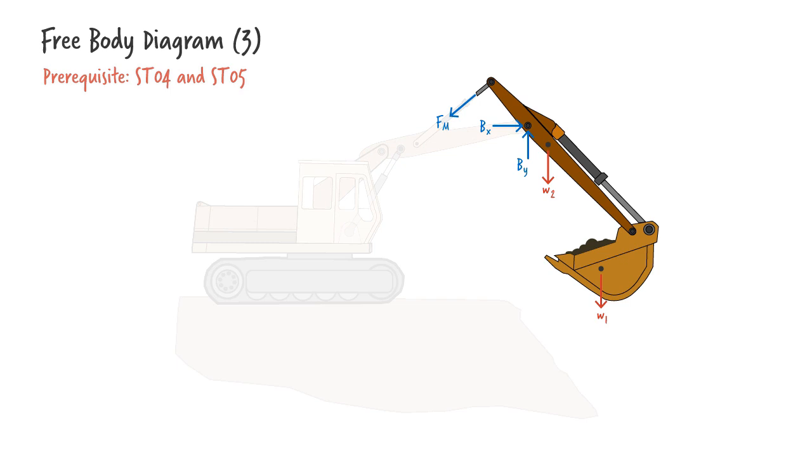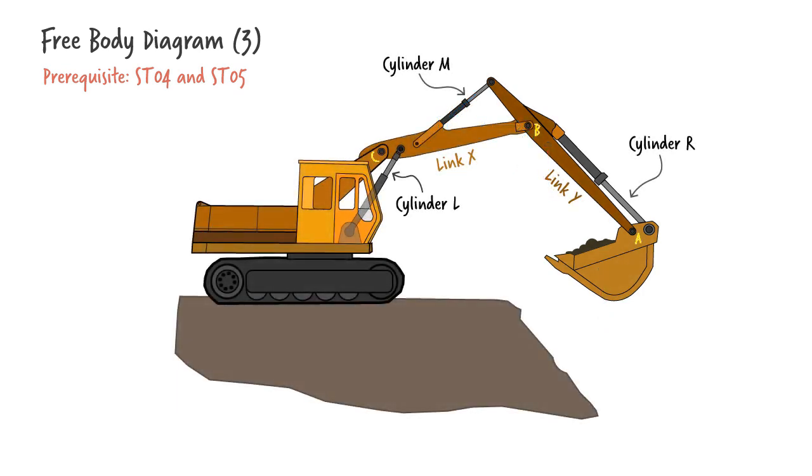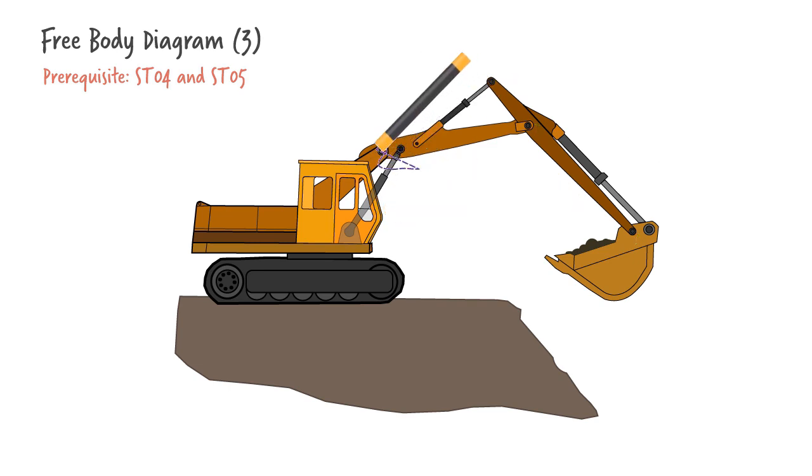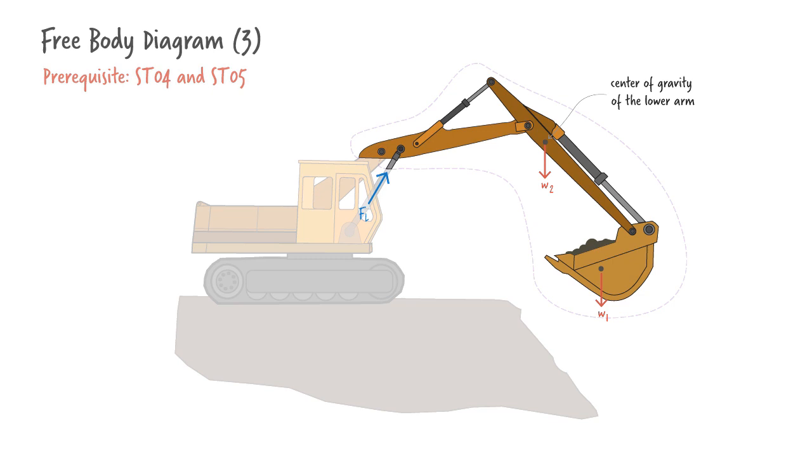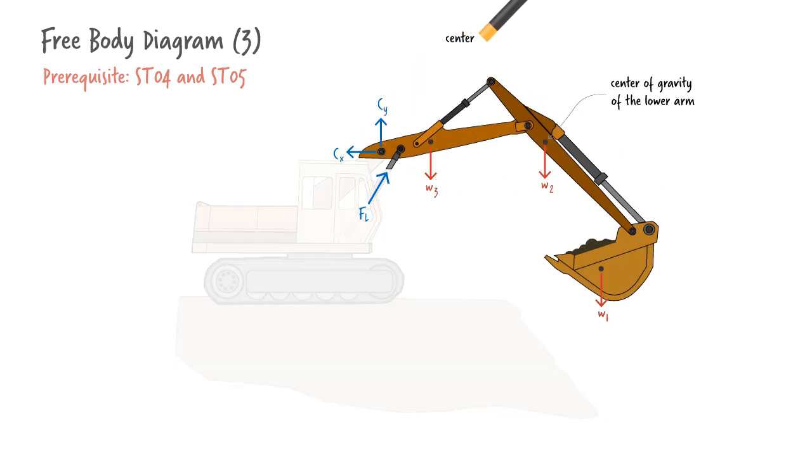equilibrium equations. What if we wanted to determine the force in cylinder L? What would the free body diagram look like? Again, we cut through the cylinder and then cut at the pin. We can close the loop by having the entire arm as our isolated subsystem. For this case, we add the weight of the upper arm to the free body diagram.